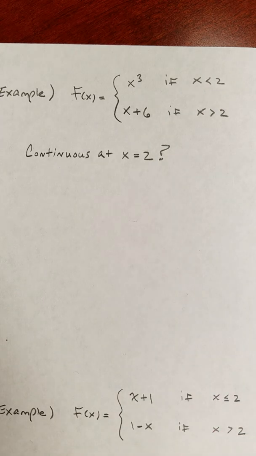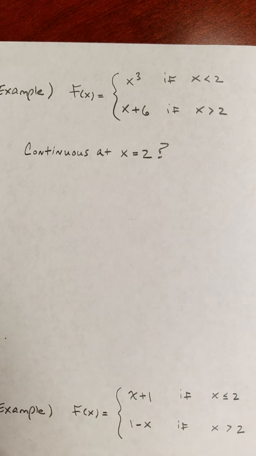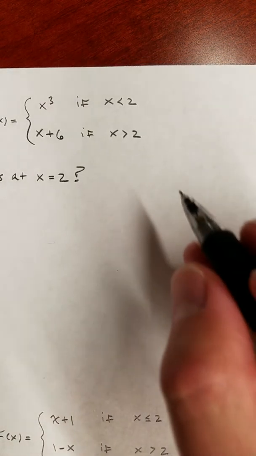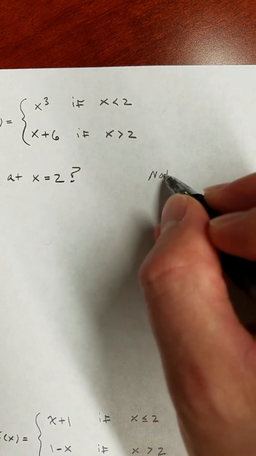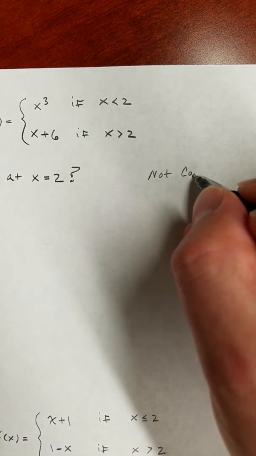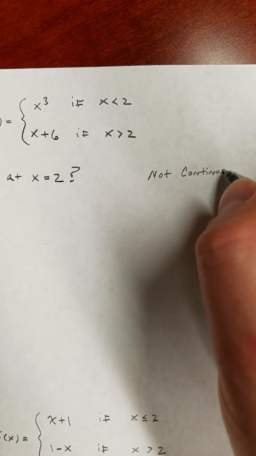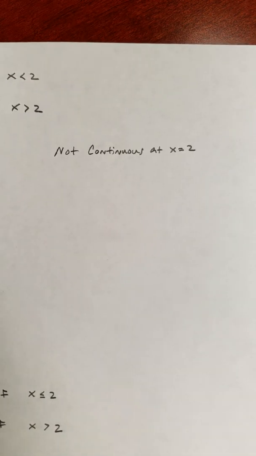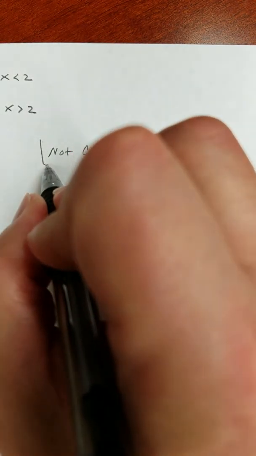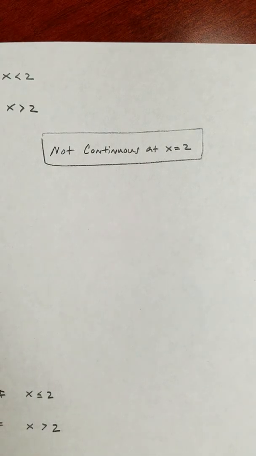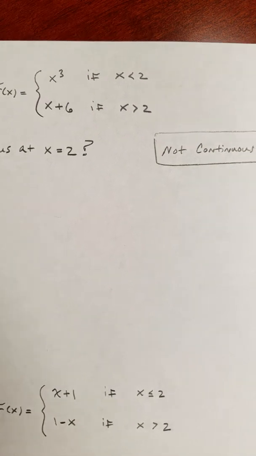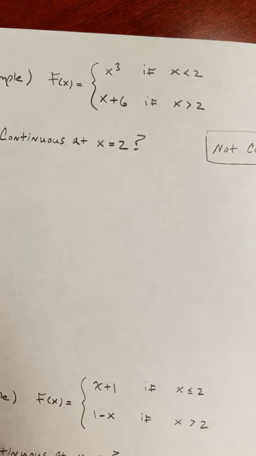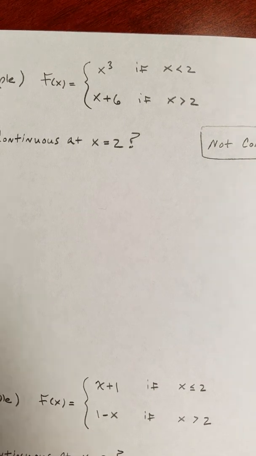Okay, so as far as it being continuous at 2, no. All right, so I'm comfortable giving that answer right away. So let's say it's not continuous at the point x is equal to 2. Not continuous at 2. There's my answer as far as whether it's continuous at 2 or not. Okay, it's not. Now, I want to give you more detail about that.